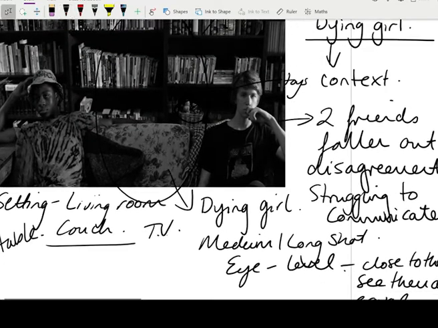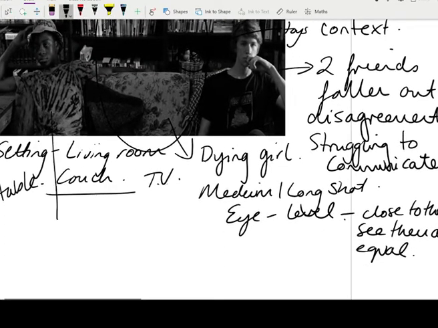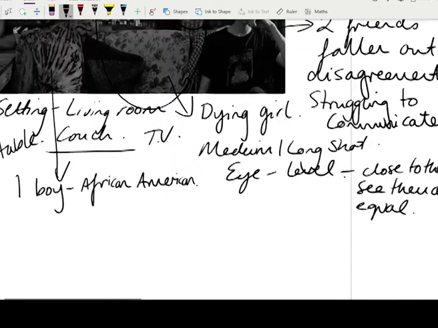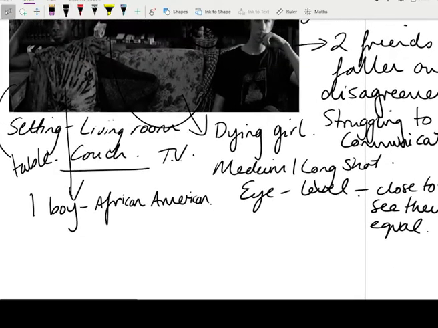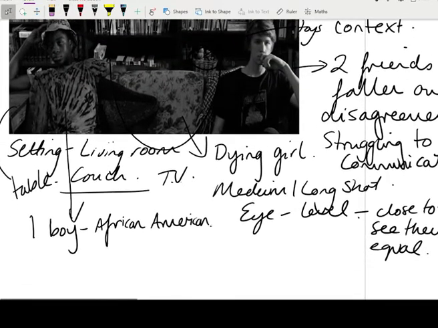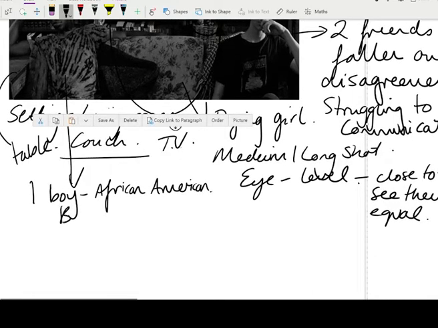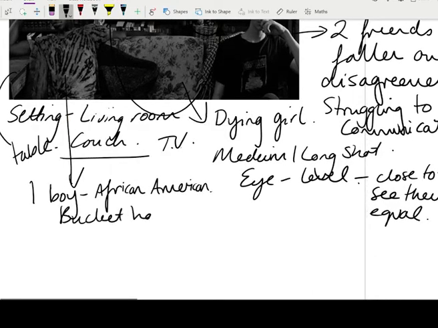And then we go on to the characters. So we have two people. We have one boy, he's obviously, I'd say, African American, or African English. I don't know where it's set actually, it's probably set in America. He's wearing a bucket hat and a tie-dye shirt.